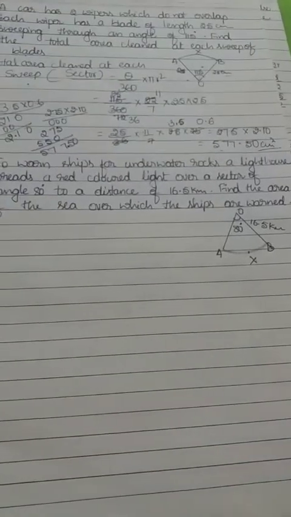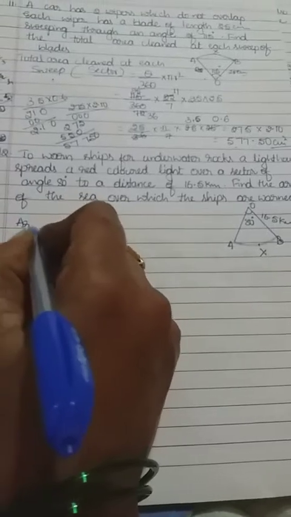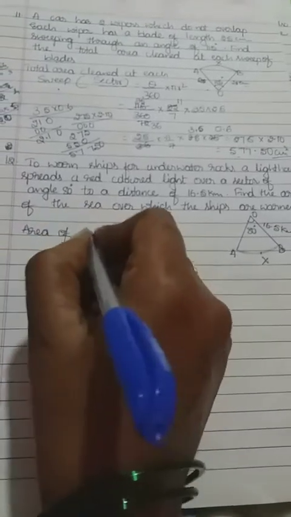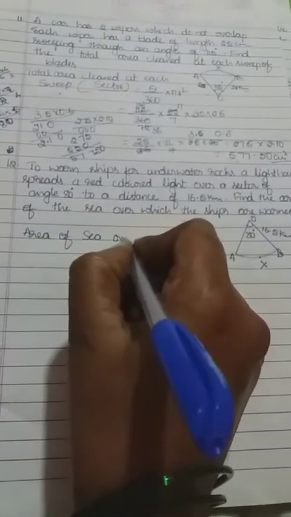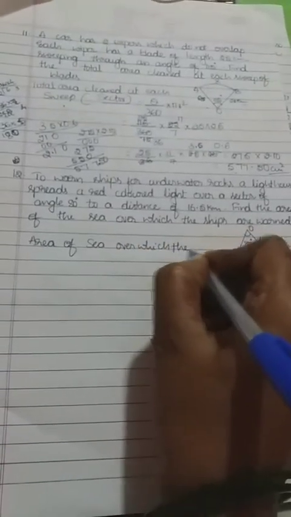Okay, so let us take that. Here also we want to find out the area of the sector only. So find the area of the sea. We have to take that area of the sea over which the ships are warned.